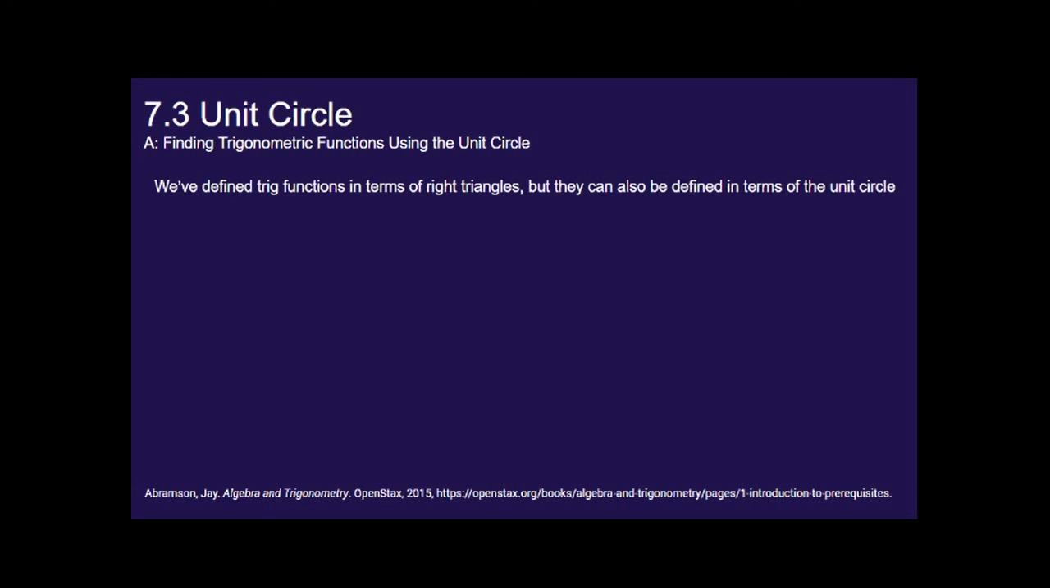So we've defined trig functions in terms of right angles, and if you remember back, that was the fun little saying we had, SOHCAHTOA. Sine is opposite over hypotenuse, cosine is adjacent over hypotenuse, tangent is opposite over adjacent. So we've learned how to do that with right triangles, but the trig functions can also be defined in terms of the unit circle. So let's real quick review what that means.